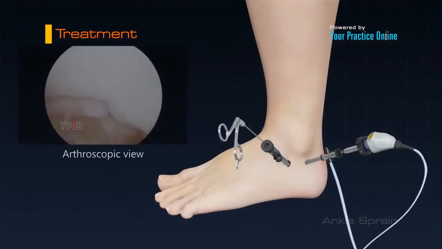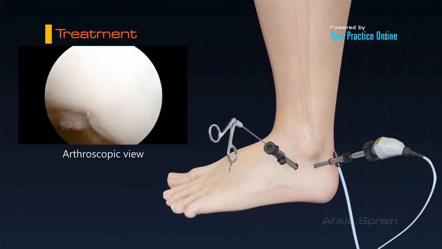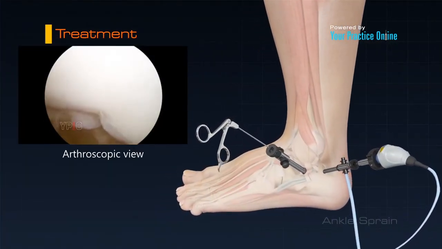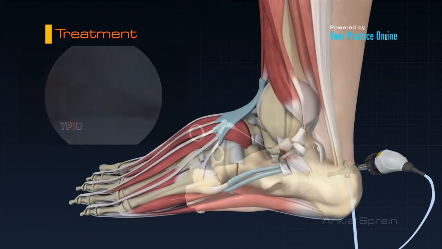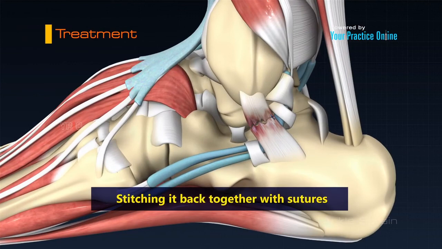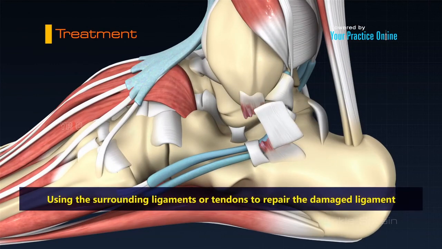Your surgeon will look for any loose fragments of bone or ligament inside the joint with the help of an arthroscope through a small incision. The torn ligament is repaired by stitching it back together with sutures or by using the surrounding ligaments or tendons to repair the damaged ligament.